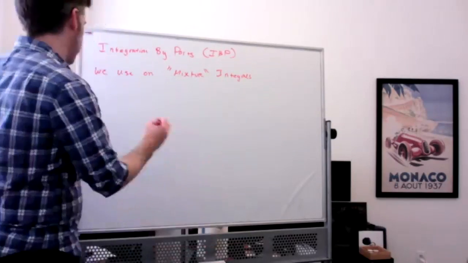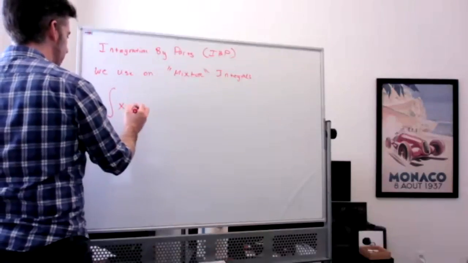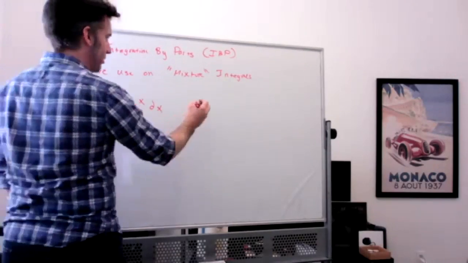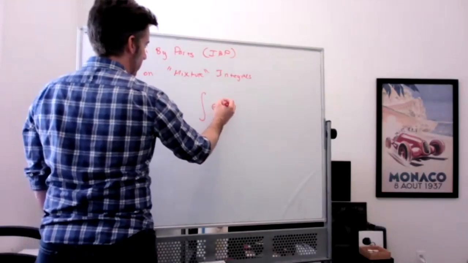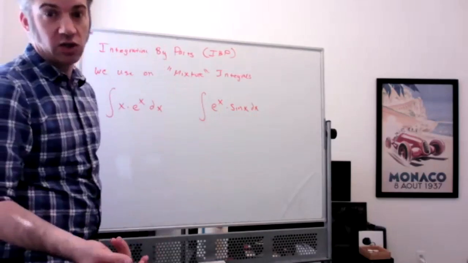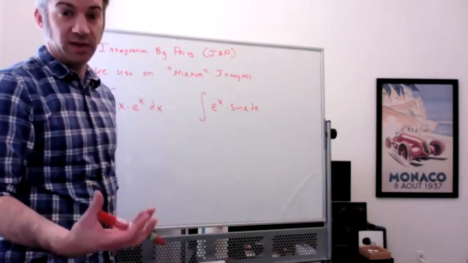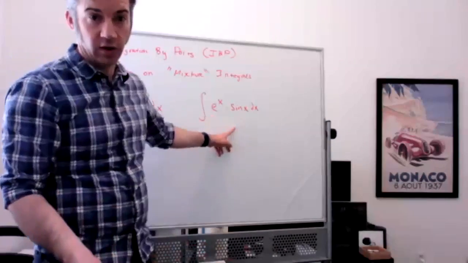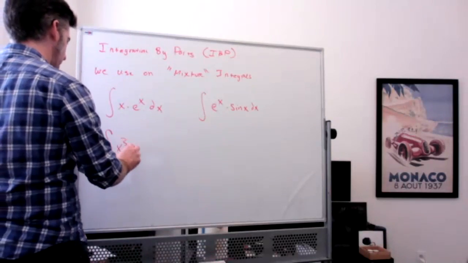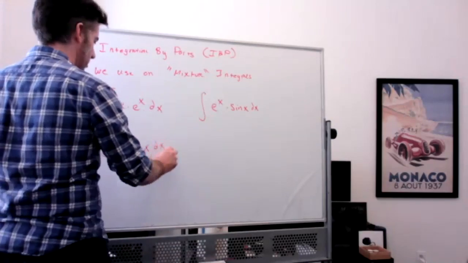So something like x times e to the x. You have x to a power and then e to the x. Or something like e to the x times sine of x, where you have, again, a mixture of things. You have two different types of functions, an exponential and a trig function multiplied together. Or you could have x cubed times natural log of x.